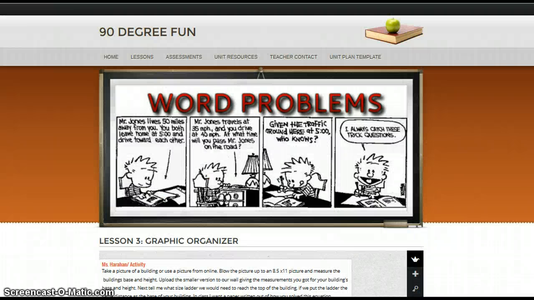After learning the real world example, which is in lesson 2, on the construction, it is time to take students to their most dreaded math topic, word problems.